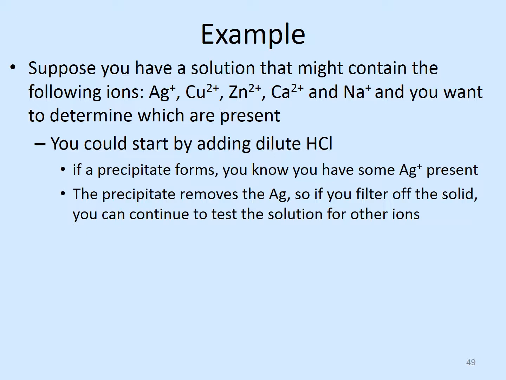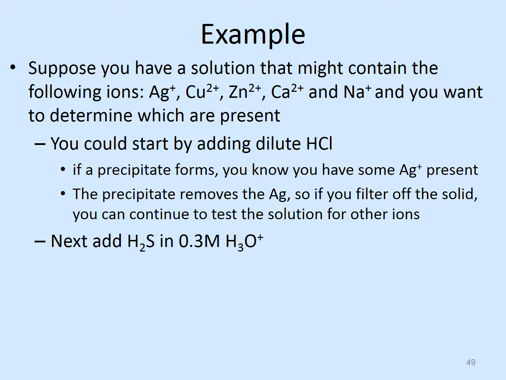If a precipitate forms in that first set, if you go through that chart on the previous slide, the only one of those 5 that will precipitate with dilute HCl is silver. So if you get a precipitate, you know you have some silver. So then what you could do is you separate the precipitate. The precipitate will remove the silver from solution. So if you filter that off, the liquid that you have will now possibly only have copper, zinc, calcium, and sodium.